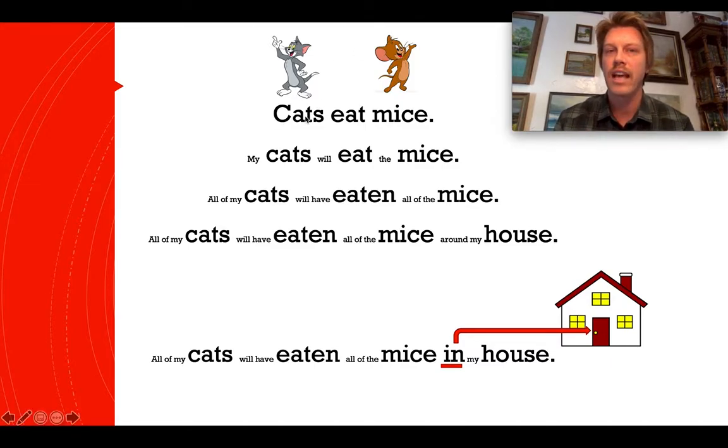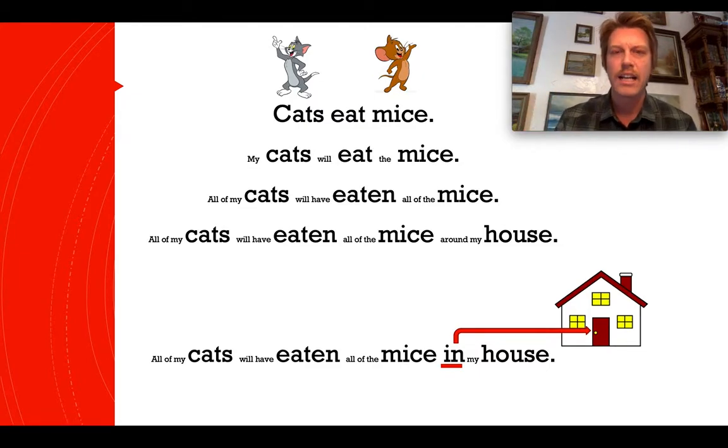This first sentence had 3 important ideas. Cats eat mice. Same with the second and the third. But this fourth sentence had 4 important ideas, so there were 4 beats. All of my cats will have eaten all of the mice around my house. The last sentence has 5 important words. So we have 5 beats that are in rhythm. All of my cats will have eaten all the mice in my house.